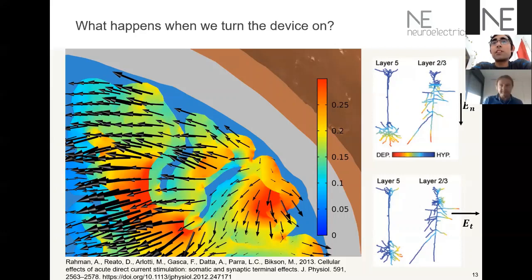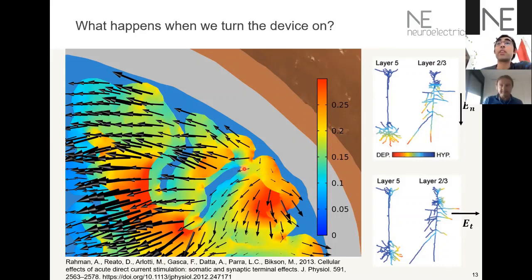And what neurons are we talking about in the brain? Well, the neurons that we think are more susceptible to tES are the big pyramidal cells that exist in the cortex. And these big pyramidal cells tend to align themselves perpendicularly to the cortical surface. So as one would expect, the component of the electric field that's more likely to affect the membrane potential of these cells is the normal component of the electric field.